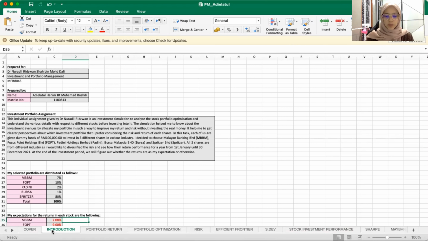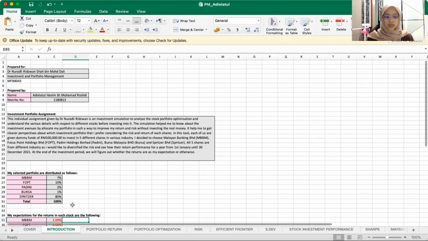in various industries. As for me, I decided to choose Malayan Banking Berhad, which is MBBM; second, Focus Point Holdings, FOPT; third, Padini Holdings Berhad, Padini; Bursa Malaysia, Bursa; and last but not least, Spritzer. All 5 shares are from 5 different industries, as I would like to spread the risk and see the return performance for a year, from 1st January until 30 December 2021. At the end of the investment period, we will figure out whether the returns are as my expectation or otherwise.